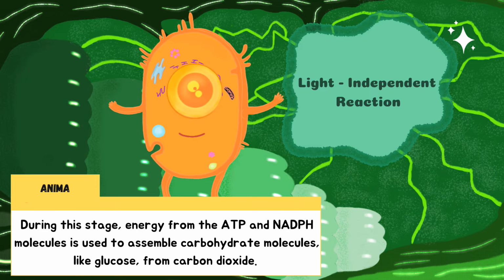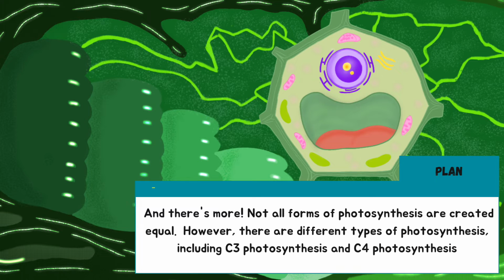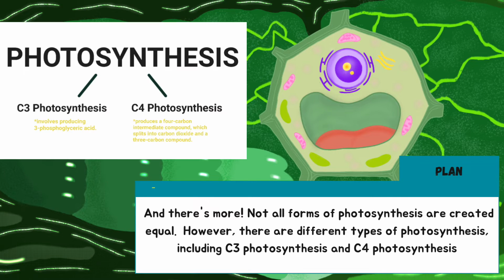During this stage, energy from the ATP and NADPH molecules is used to assemble carbohydrate molecules, like glucose, from carbon dioxide. And there's more. Not all forms of photosynthesis are created equal. There are different types of photosynthesis, including C3 photosynthesis and C4 photosynthesis.